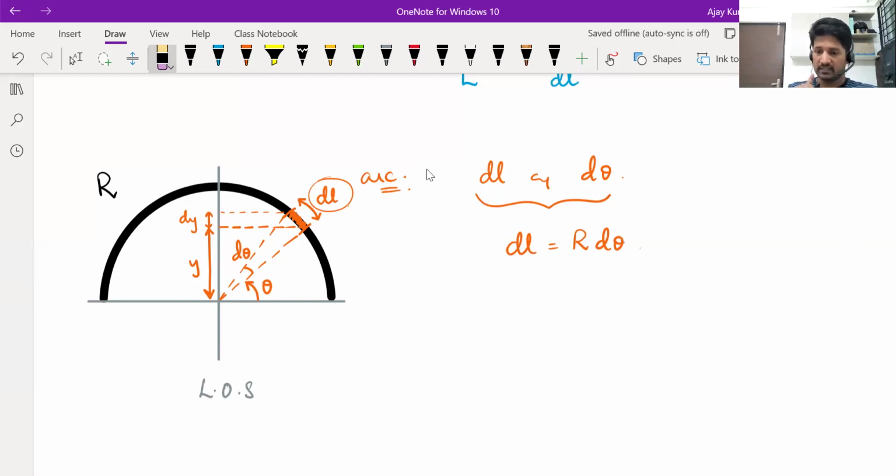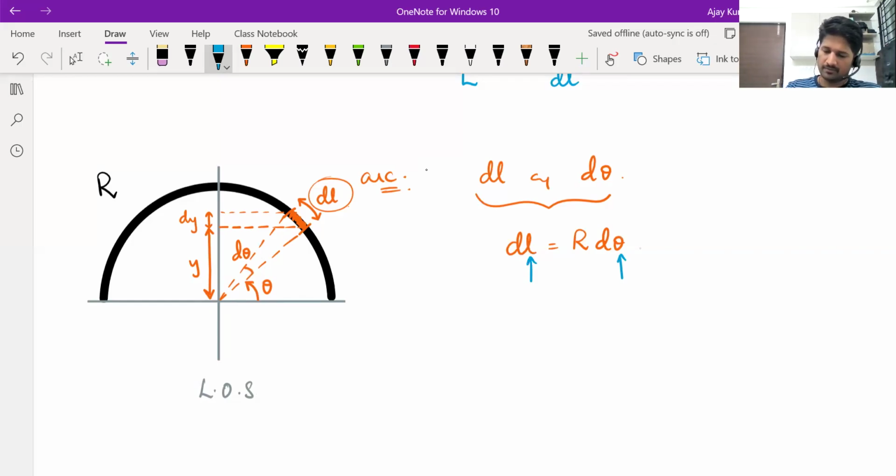Okay, so understand what we are doing here. We are changing the variable. The L term is being converted to theta terms. Why? Because if you do that, it will be easy to express dm in terms of dy. Okay, let's see. We still haven't come to that point.